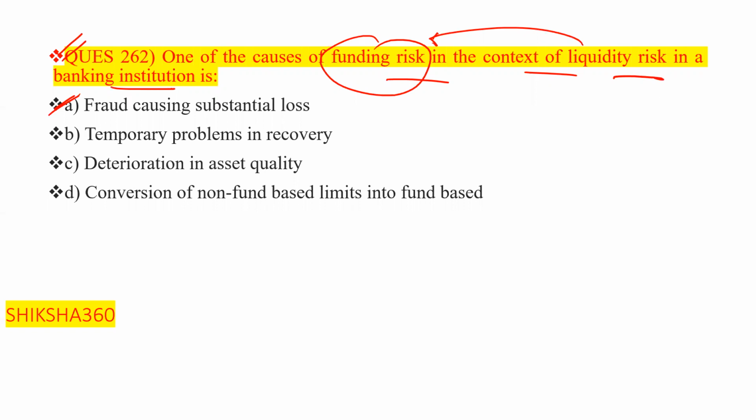So what is the correct answer? Option A is the correct answer, that is fraud causing substantial loss. This is our answer. That is the cause of the funding risk in the context of liquidity risk in the case of a banking institution.